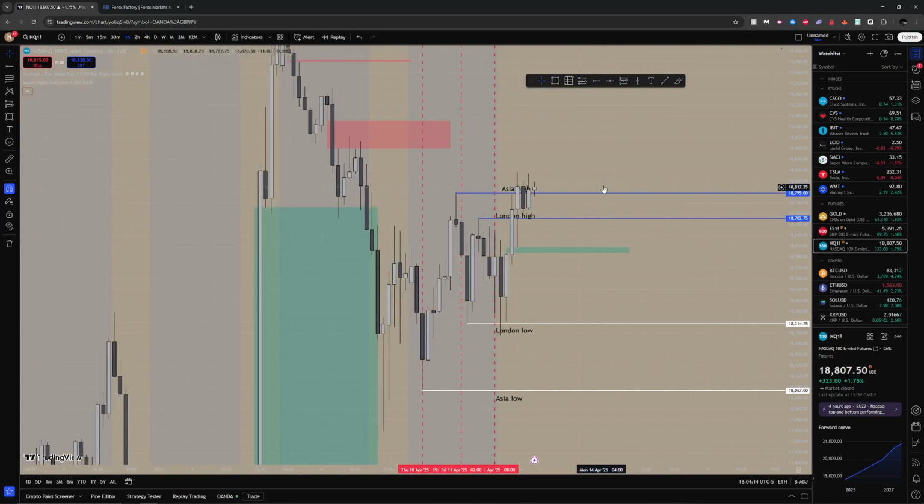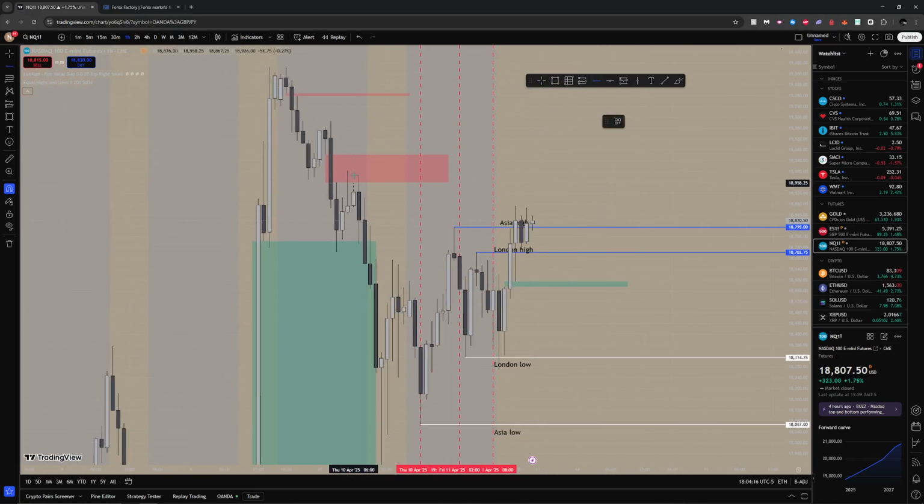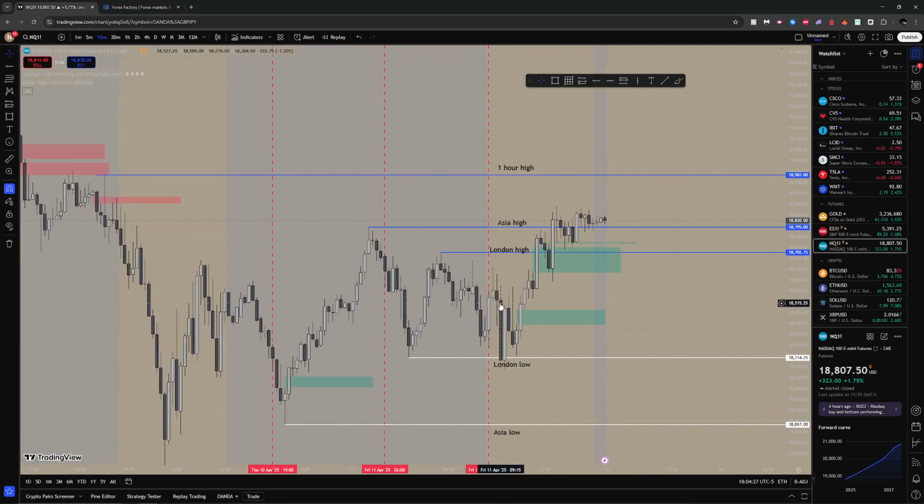1 hour wise, we do actually have this 1 hour high. Same little bearish value gap, but it doesn't really get hit, so I'm not going to include that. But here's our 1 hour high. 15 minute wise, nothing really crazy. I mean, we made this 15 minute high.